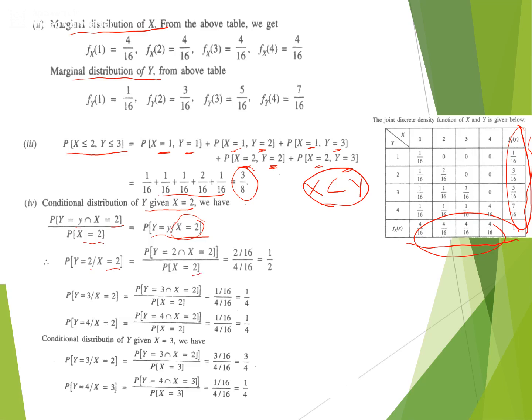The value of probability y equal to 2, x equal to 2 is from the table 2 by 16. And the marginal probability x equal to 2 is 4 by 16. We get 1 by 2. In a similar manner, we can find the probability of y equal to 3 given that x equal to 2 and probability y equal to 4 given that x equal to 2. And in the similar manner, we can find the conditional probability of y given x equal to 3.